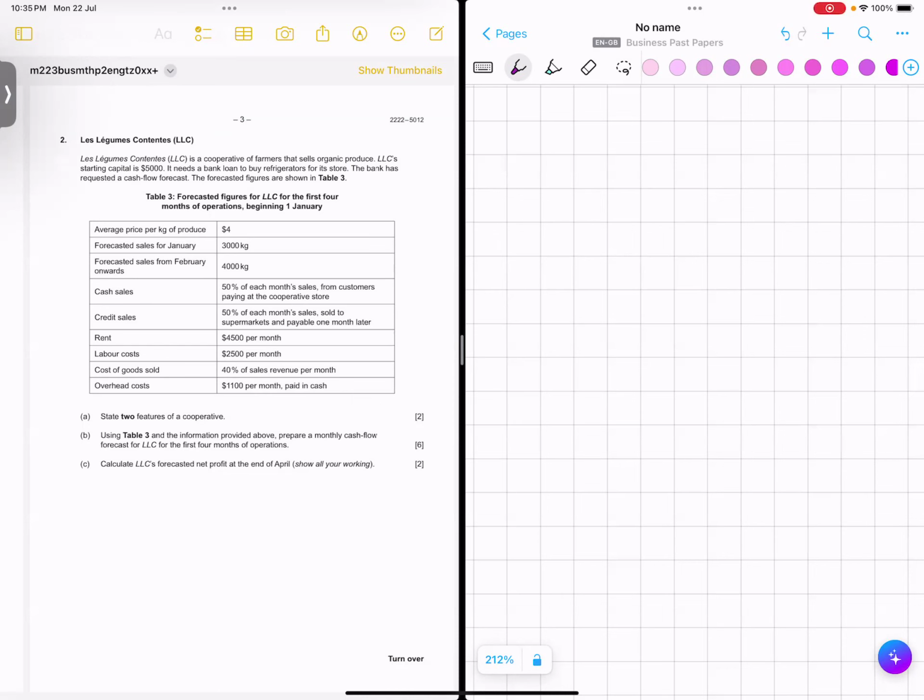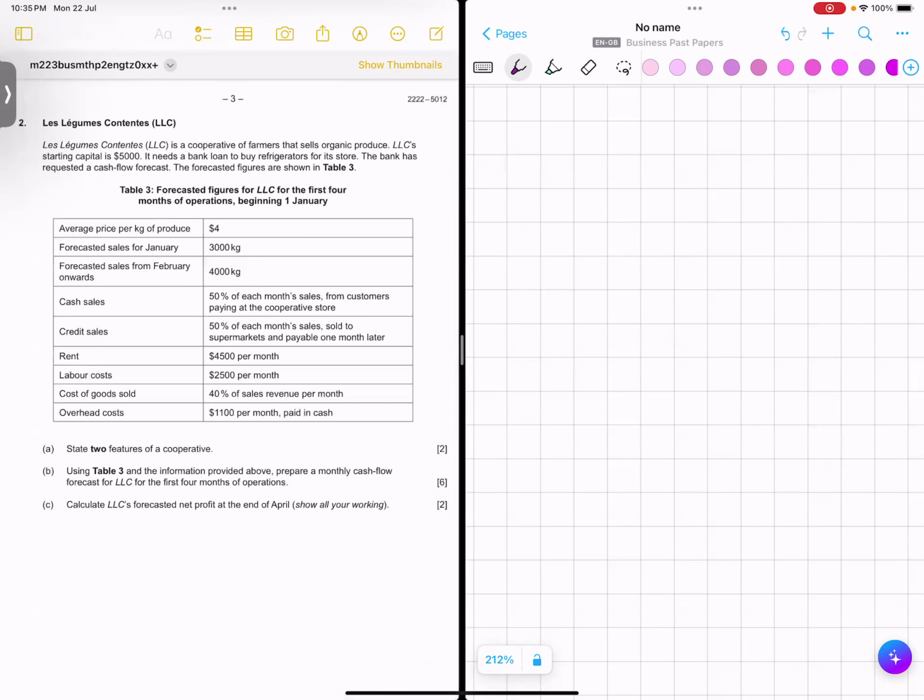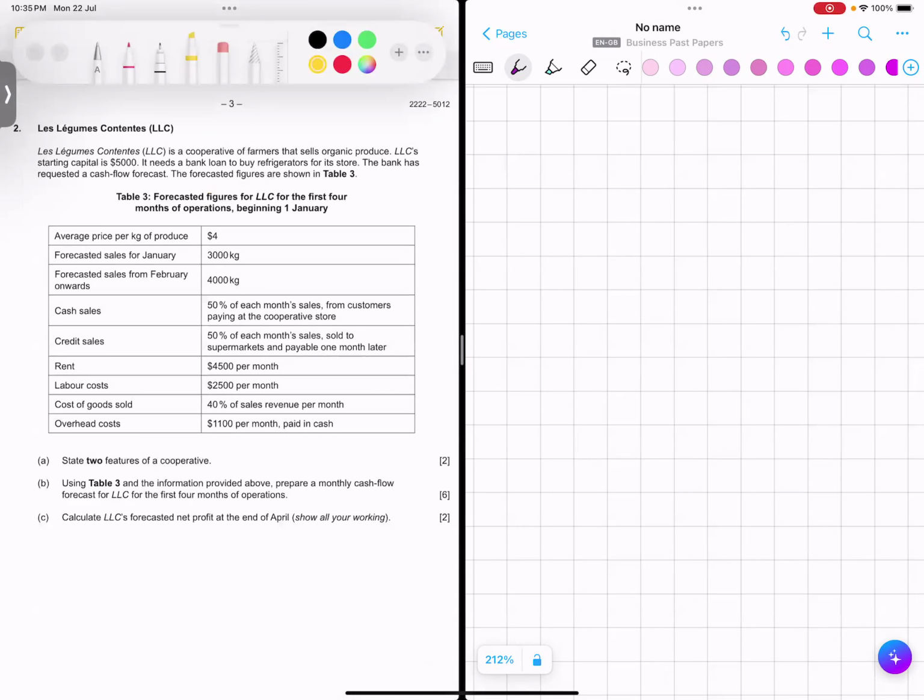So let's read the case we have in hand. Les Légumes Content, LLC, is a cooperative of farmers that sell organic produce. LLC's starting capital is 5,000. It needs a bank loan to buy refrigerators for its store. The bank has requested a cash flow forecast. The forecasted figures are shown in table 3. Here we have all of our figures. So, state two features of a cooperative is our first question.